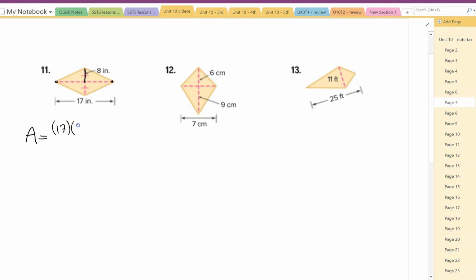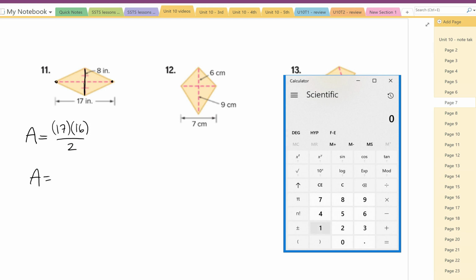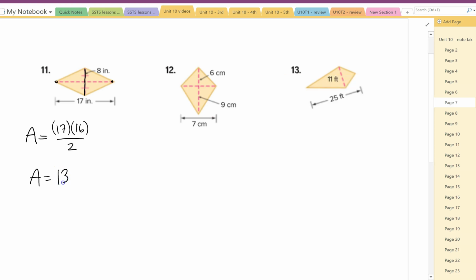So instead of putting an 8 right here, I'm going to multiply that 8 by 2, right? Because if this top piece is 8, then this bottom piece has to be 8, and 8 plus 8 would be 16, and then I would divide that by 2. So the area here would be 17 times 16 divided by 2, which is 136. So 136 square inches is the area of this one.